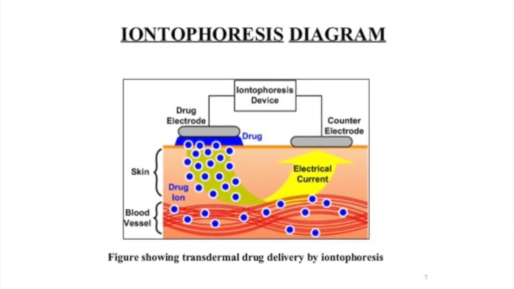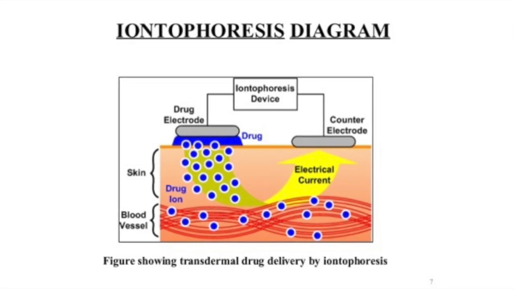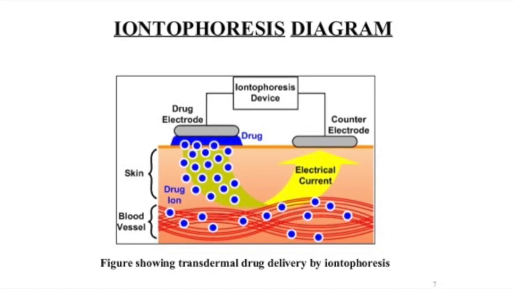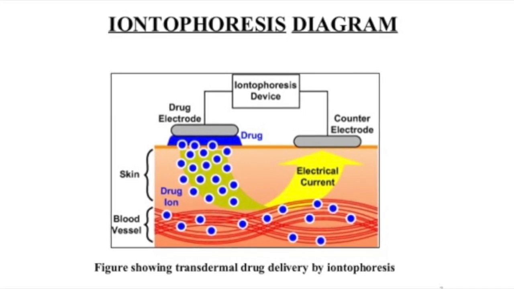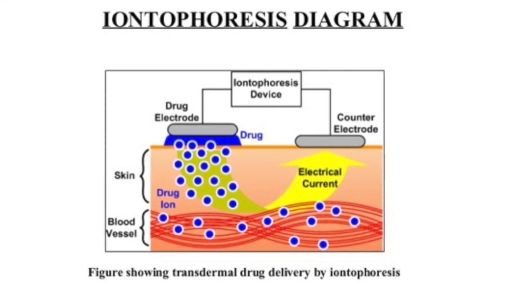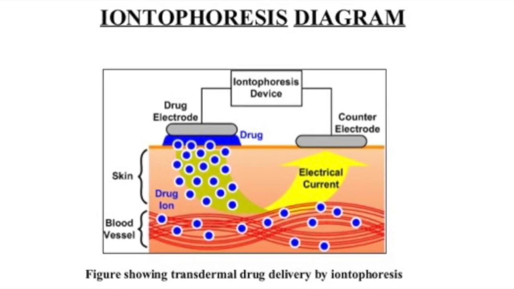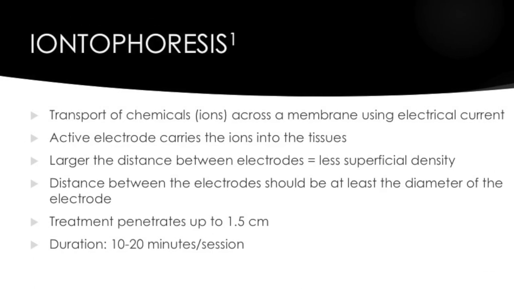Iontophoresis is the transport of chemicals, specifically ions, across a membrane utilizing continuous monophasic electrical current. Two electrodes are placed on the skin. The active electrode is the one carrying the ions from the medication, so it is very important to know the polarity of the ions. The further the electrodes are placed from one another, the less the superficial density is, therefore decreasing the risk of burns.